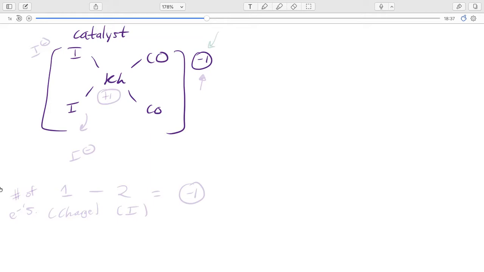That's actually easier than you think it is. If we pretend we take off the iodide groups, they each take away a negative charge. So we say they take 1 electron away. And then the carbon monoxide has a neutral charge overall, so we say it takes away 0 electrons. So we're taking away 2 electrons.